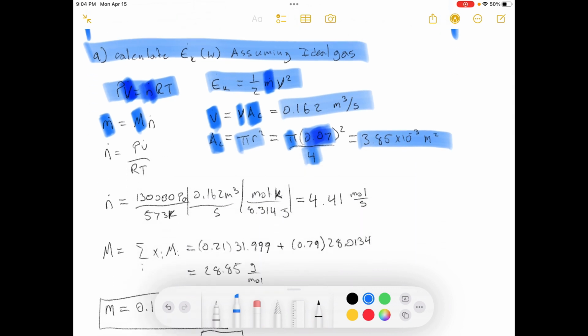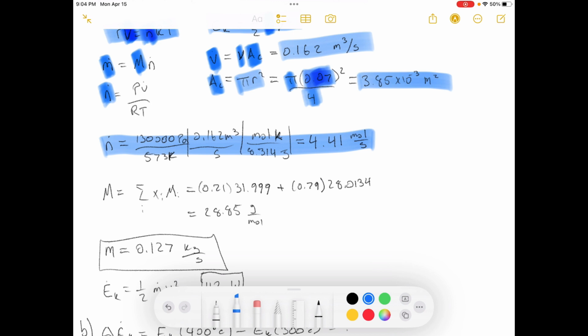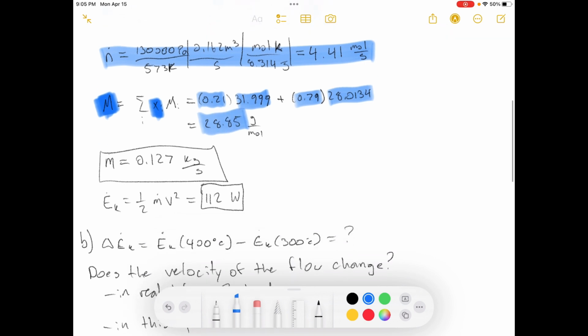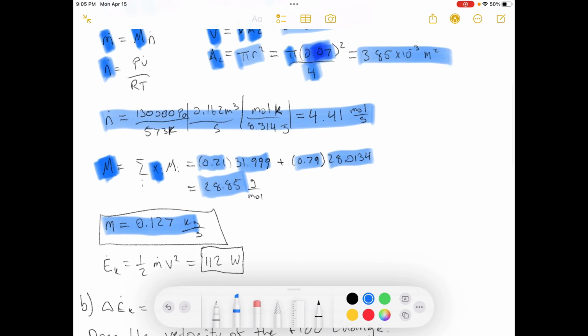Then we calculate what the molar flow rate is, moles per second. Then we can calculate the molar mass, which is a weighted fraction with the mole fraction of air, which is assumed to be 0.21 oxygen and 0.79 nitrogen. So this is the oxygen and nitrogen molar mass. You weight those and you get air. Then you calculate what the mass is using our function right here.